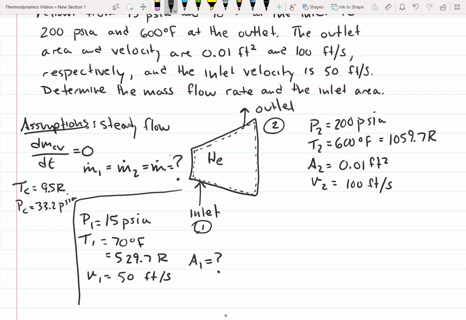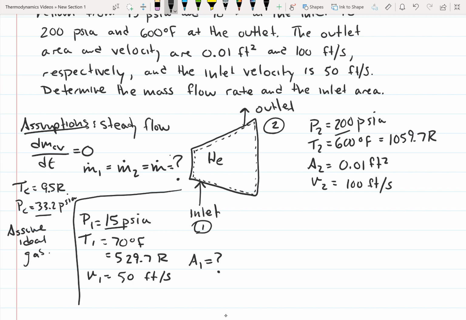Basically, we have a really high temperature at both the inlet and the outlet compared to the critical temperature. So just from that, we can probably assume that this is an ideal gas. The only thing that I'm also considering is that the pressure at the inlet is pretty low compared to the critical pressure, but the pressure at the outlet is pretty high compared to the critical pressure. The temperature is still extremely high compared to the critical temperature. So just from the temperature alone, I think that assuming ideal gas is a pretty good assumption.